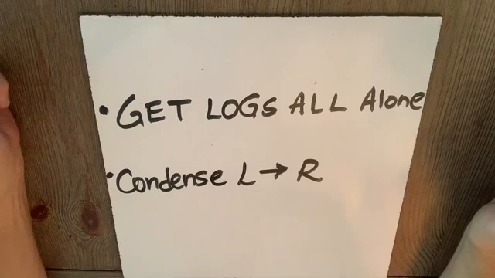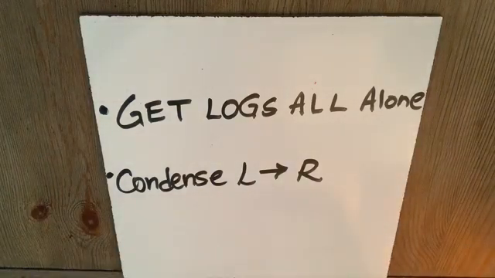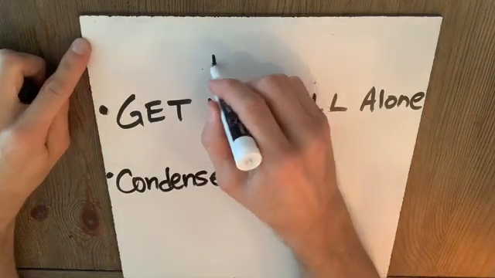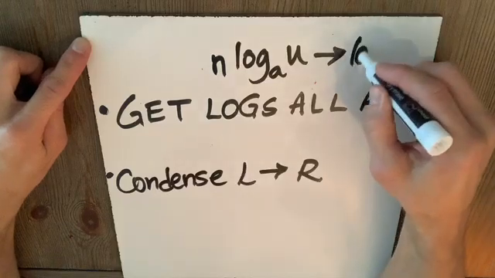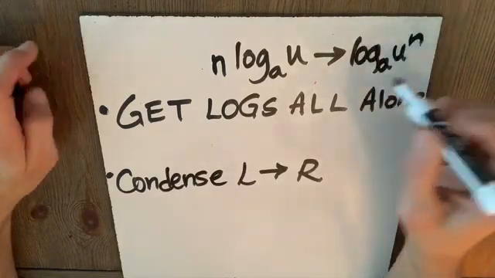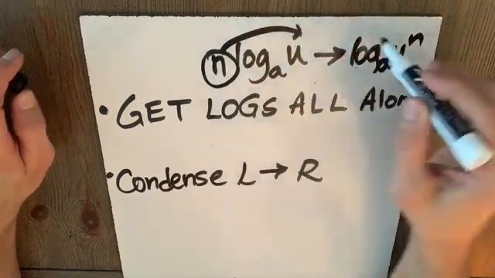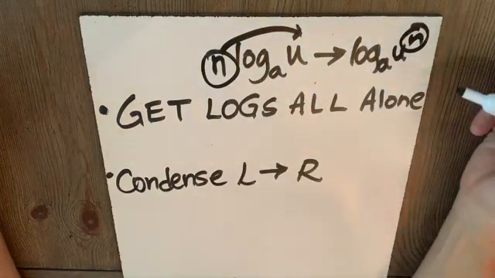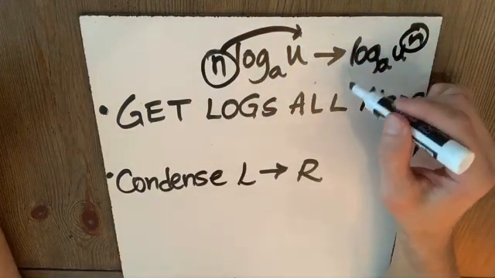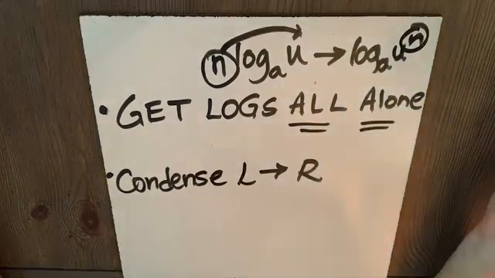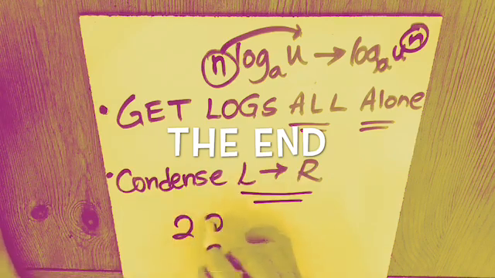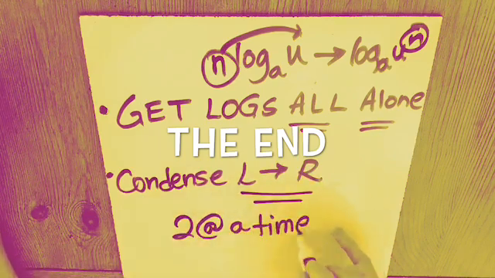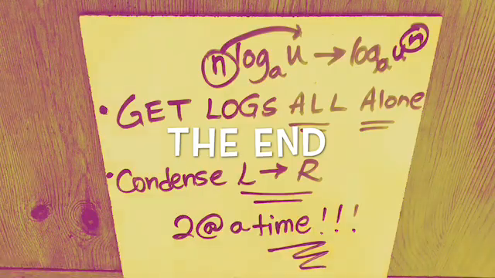Here it is one more time. To condense, we're going to get each of the logs all alone. In other words, I don't leave it as n log a u. Rather, I go log a u to the n. I bump the coefficient up to become the exponent. That's what I try to do first. And now look, this is one log. That's why I'm saying it's all alone. It has no coefficient. And then I work left to right, 2 at a time. If you can just remember that, I think I've said it 3 times now, you're golden.